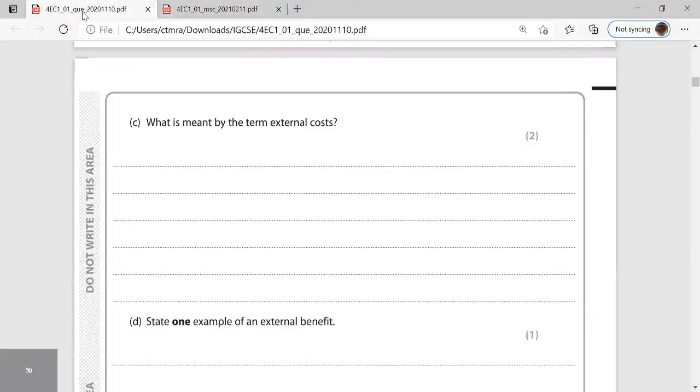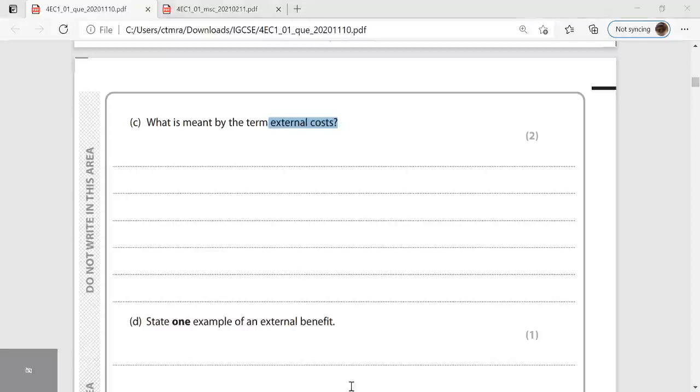So external cost. What is external cost? External cost is the negative spillover effect on the third party. Who are the third party? The third party are the ones who are not involved with the production or consumption.